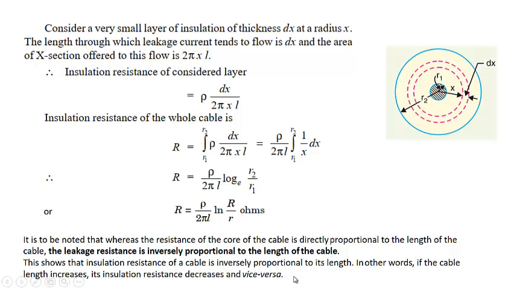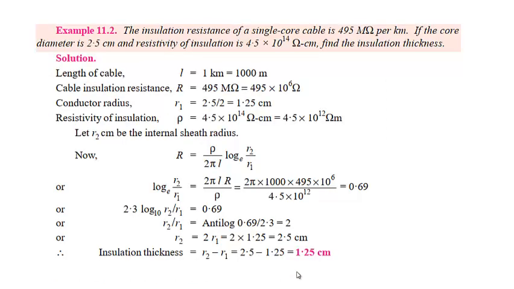So I may summarize over here. There are three resistances, or in general impedances. The characteristic impedance is independent of the line length. The normal resistance is directly proportional to the line length, and the insulation resistance is inversely proportional to the line length. So these three points are very important. You should remember these.